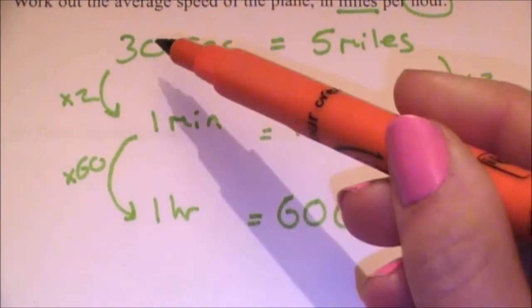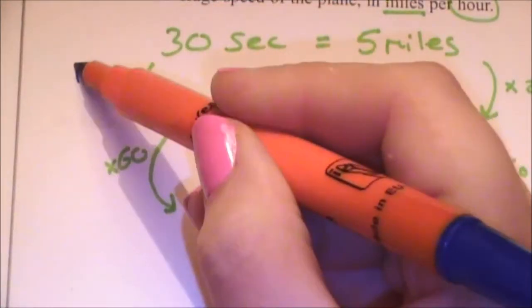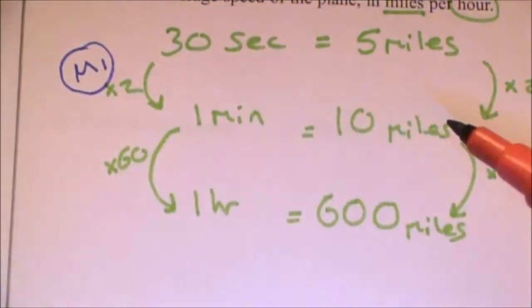This was only a 3-mark question, and you actually get 1 mark for correctly going between the units of time. So by realising to get to an hour, you times by 2, then times by 60. That would give you a method mark.